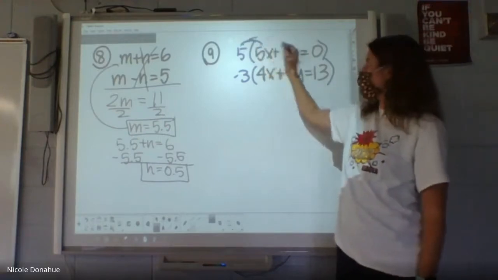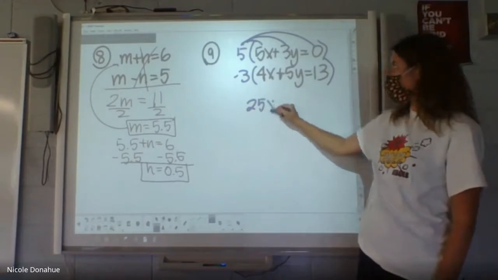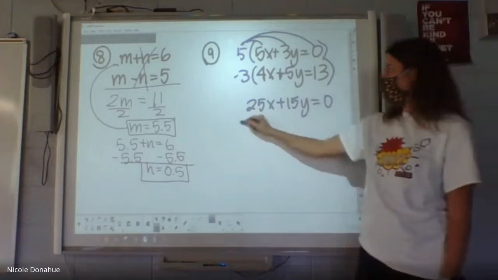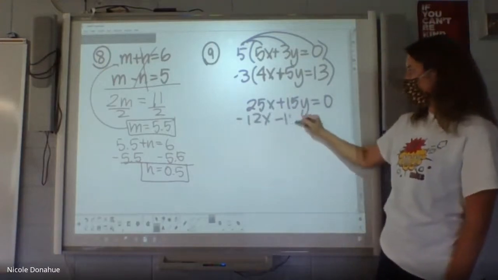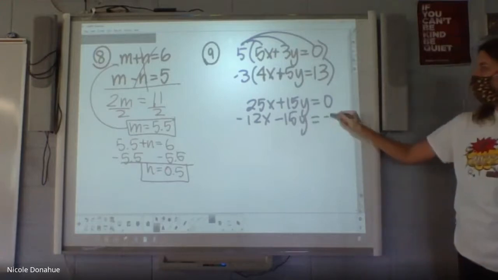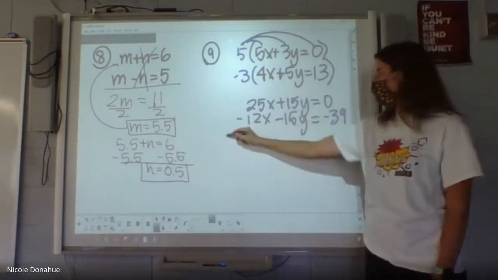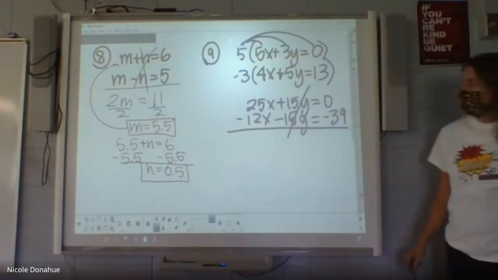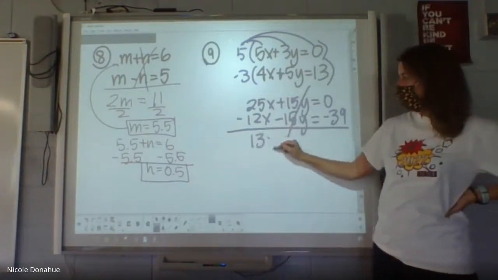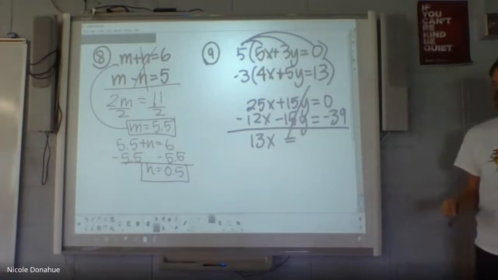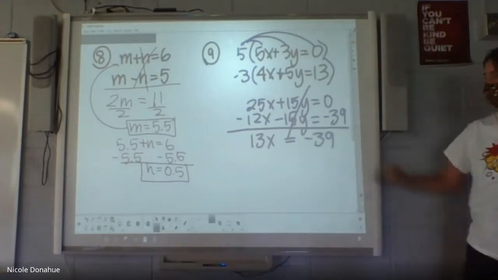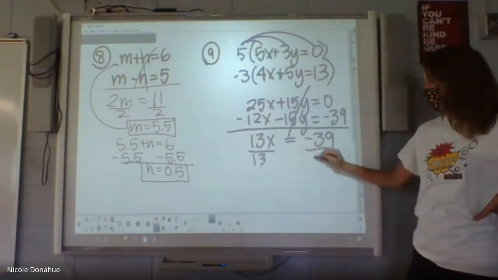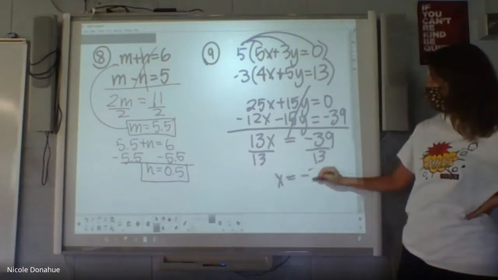So we're going to distribute that in. 25x plus 15y equals 0, 0 times 5. Down here it's a negative 12x, a negative 15y, and then a negative 39, negative 3 times 13. And now those 15y's get to cancel. 25 minus 12 is 13x. 0 minus 39 is a negative 39. So then I can divide by 13, sorry, and I find out that x would be negative 3.